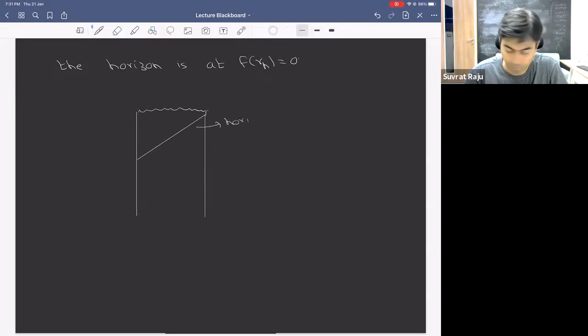This is the horizon. Okay. And this horizon was formed at some point by the collapse of some matter.